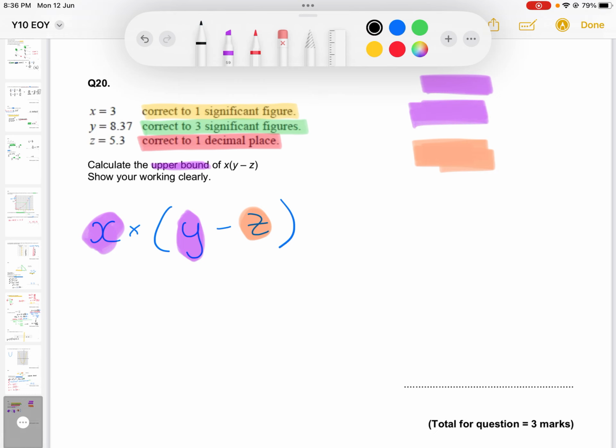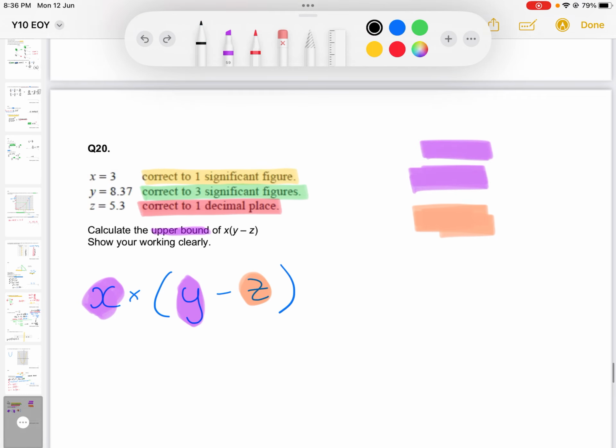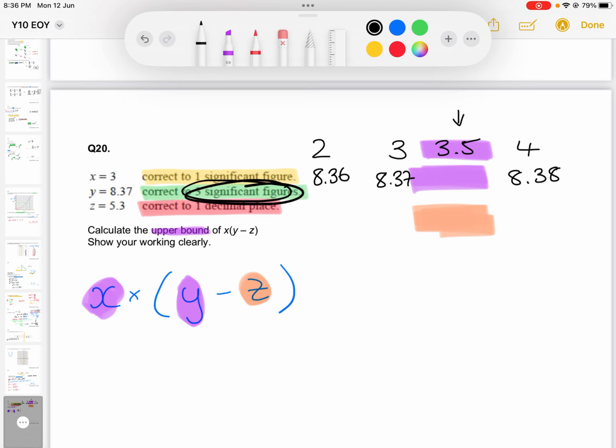So for our number of 3, the number that comes after it is 4, the number that comes before it is 2. We're looking for the upper bound, which will be 3.5. For the second number, 8.37, the number that would come after that is 8.38. The number that would come before that is 8.36, because these are the three significant figure numbers either side. And our upper bound here will be 8.375. And lastly, 5.3, the number that comes after it is 5.4, and the number that comes before it is 5.2, giving it 5.25 as the lower bound.